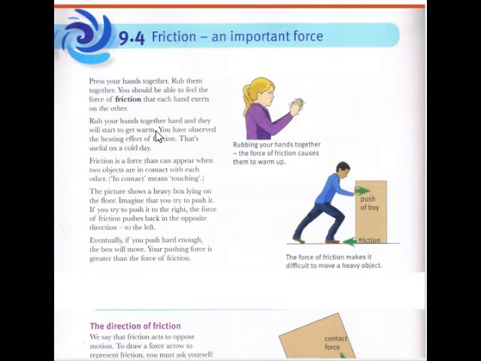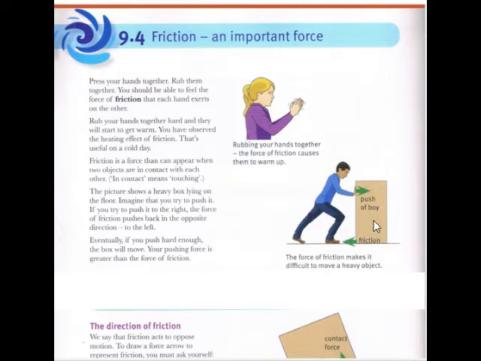Okay, friction is a force that can appear when two objects are in contact with each other, students. In this case, your two hands are in contact, or touching each other. Another example, look at this one. There is a boy and this is a heavy box. The boy wants to make the box move. So that's why the boy gives a force, students.